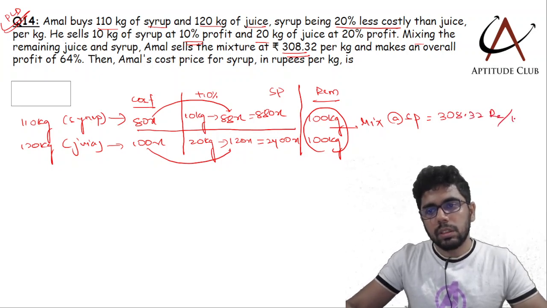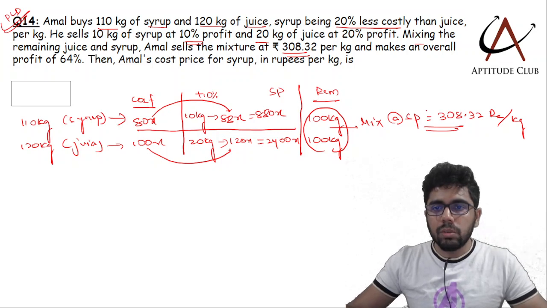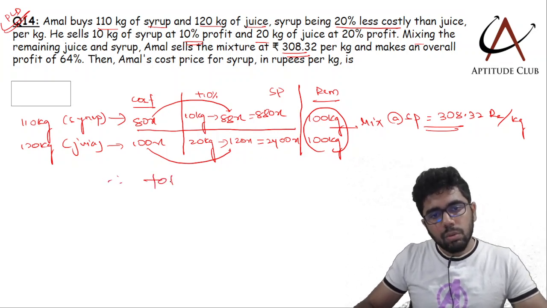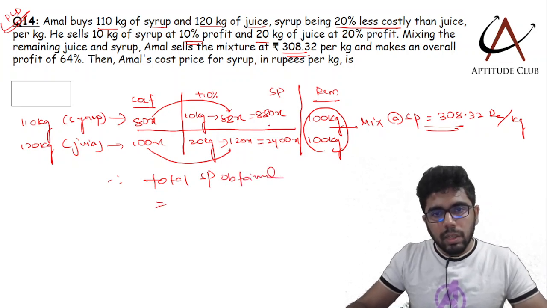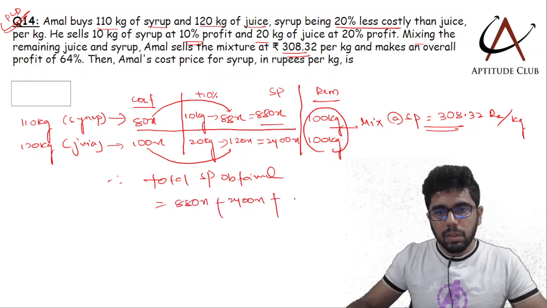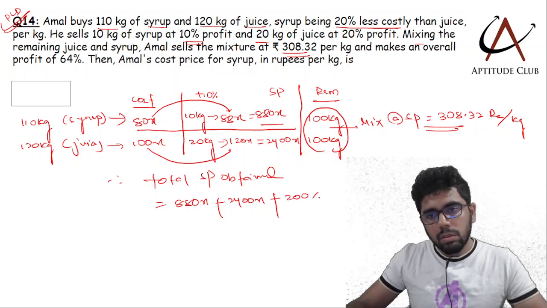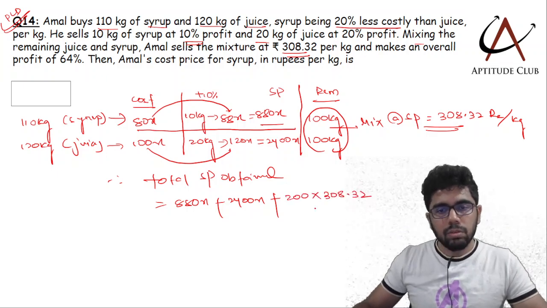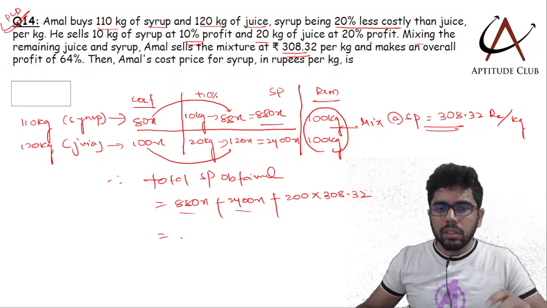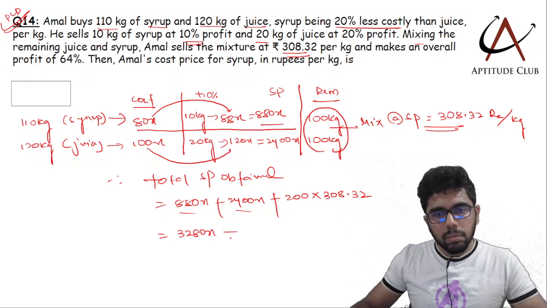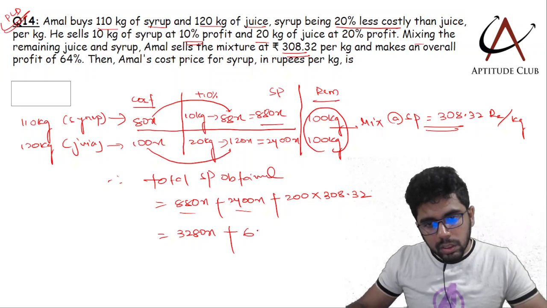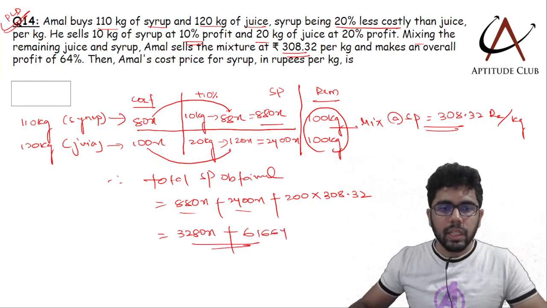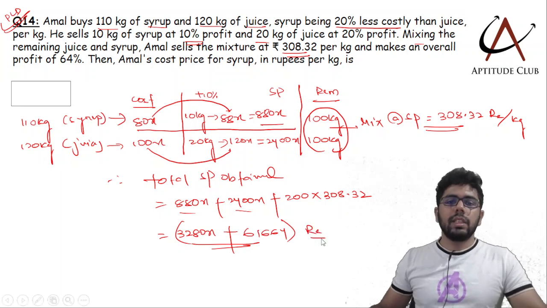308.32 रुपीज पर केजी. मतलब ये 200 kg को इतने में सेल किया. तो आई कैन राइट टोटल सेलिंग प्राइस ऑब्टेन्ड इज इक्वल टू, आई जस्ट ऐड दिस 880x प्लस 2400x प्लस ये 200 kg को मैं सेल कर रहा हूँ 308.32. तो 880, 2400, 3280x plus 30832, so I get 61664. इतना रुपीस. दिस इज माई टोटल सेलिंग प्राइस.